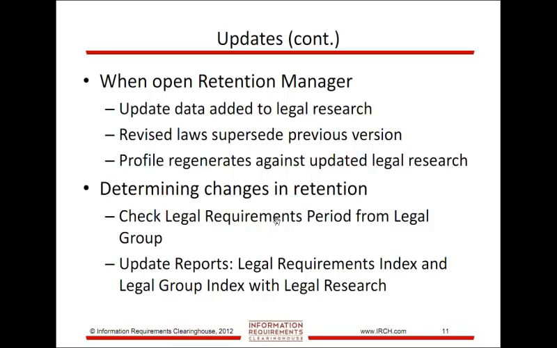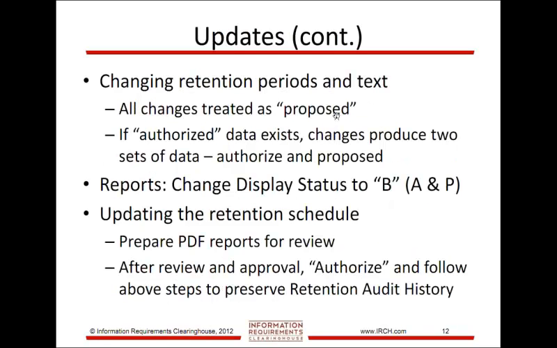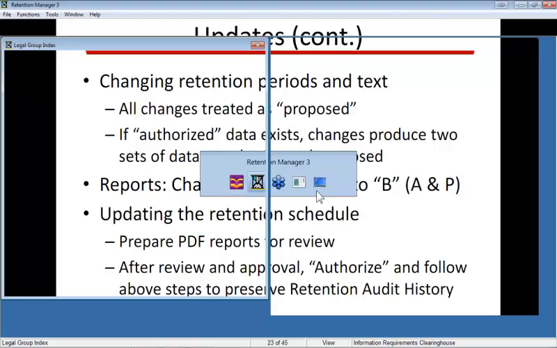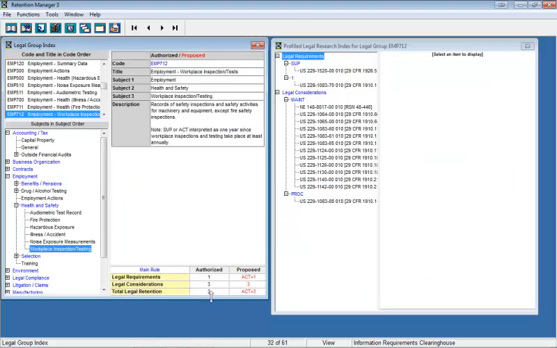So I checked the legal requirements period for the legal group. I could have used the update reports for doing that, but all my changes are treated as proposed. If I had authorized data and it existed, I now produce two sets of data, authorized and proposed, at the same time. So I've already approved this 3-year period. I'm now proposing an active +3 because of my legal research.